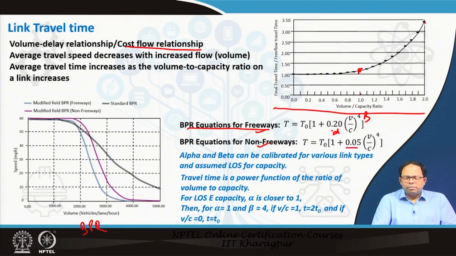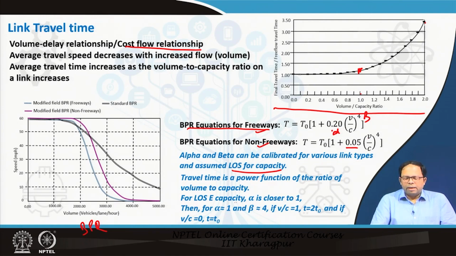So alpha and beta values can be calibrated for various link types and assumed LOS for capacity. That means for different freeways or non-freeways, and these are American terms, we would have different LOS, level of service, for these particular capacities. Based on that, these parameters change. And travel time is a power function of the ratio of volume to capacity. This we have already learned.